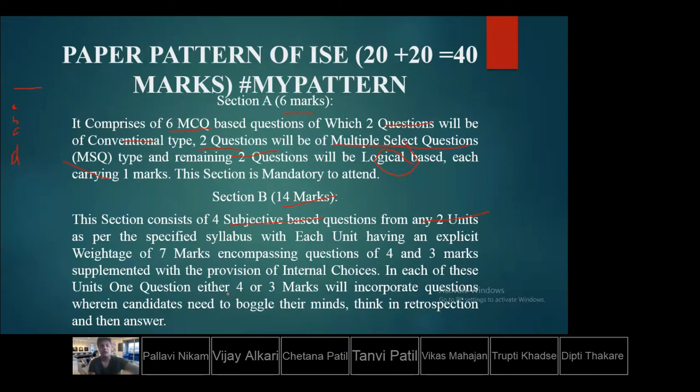For example, in unit one, the 4 marks question, both of the internal choices will consist of questions in such a way that will boggle your minds. The same in unit two also, either four. So around 7 to 8 marks of questions will be such that you have to think and write, and the remaining questions you can just go through. So this is exactly my pattern.